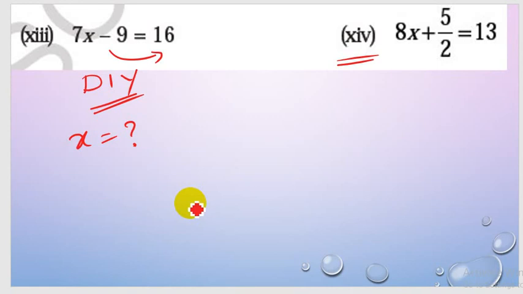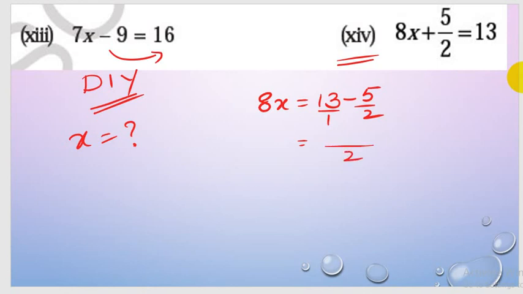Okay, now let us see question number 14. Now to solve this particular problem, this is nothing but the term which is containing the variable. So other than this term we need to transpose the remaining terms. So what I can do? 8x is equal to, already 13 is present on the right hand side. So this plus 5 by 2, if I transpose, it becomes minus 5 by 2. Now since this is in mixed fraction form, otherwise you can take LCM of 1 and 2. So what is the LCM of 1 and 2? LCM of 1 and 2 is nothing but 2.